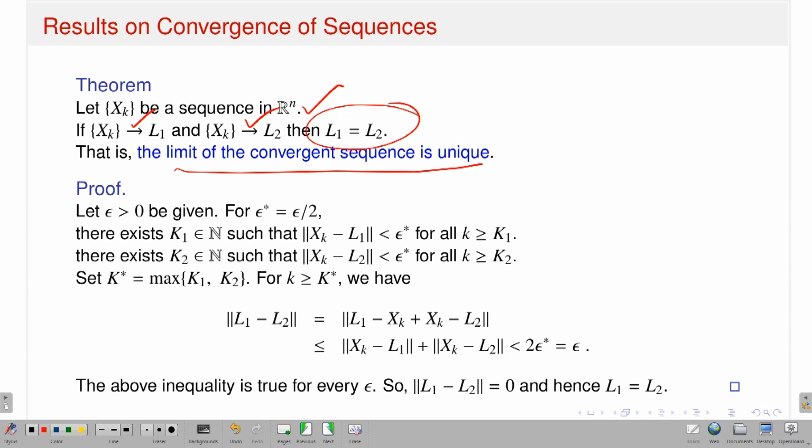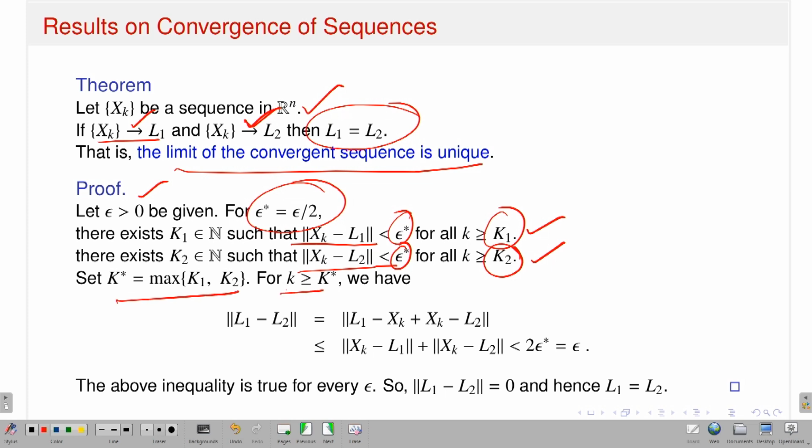The proof is also straightforward. I will use the epsilon by 2 argument. Start with epsilon positive. Again, this is just the adjustment. Suppose epsilon star is equal to epsilon by 2. Now what is given? Xk converges to L1. Given that epsilon star, there exists k1 such that norm of xk minus L1 is less than epsilon star for all k greater or equal to k1. Similarly, since xk converges to L2, given that epsilon star, there exists k2 such that norm of xk minus L2 is less than epsilon star for all k greater or equal to k2. Now take the maximum of k1 and k2, call it k star. If I take small k greater or equal to k star, we get the estimate of capital L1 minus capital L2.